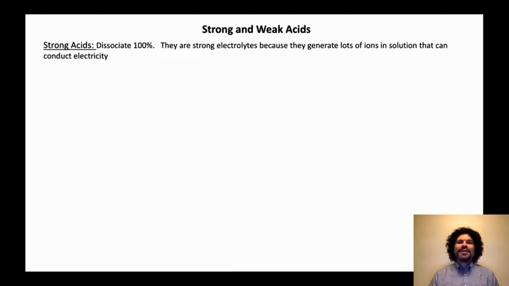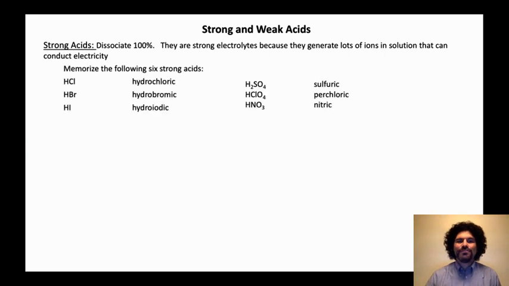Okay, our next topic is that of strong and weak acids. So strong acids, by definition, dissociate 100%. They completely become H plus and A minus, whatever the anion that would be produced is. So they're going to be strong electrolytes. Remember that electrolytes are compounds that conduct electricity. Strong electrolytes conduct lots of electricity because they generate lots of ions in solution.